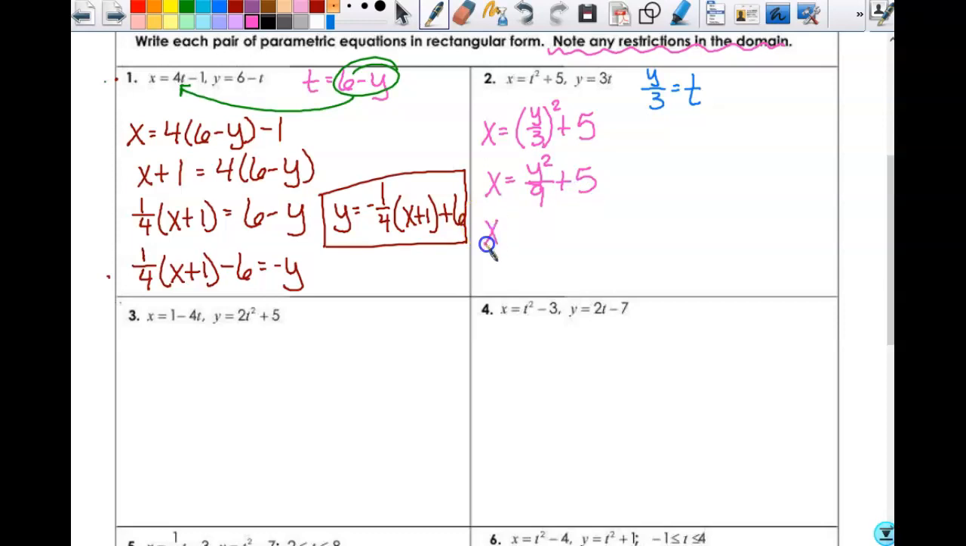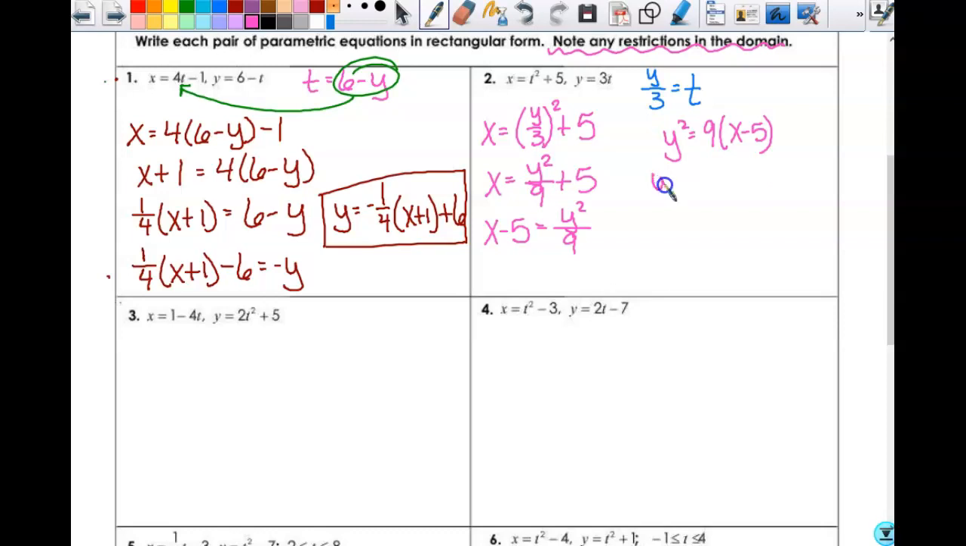Subtract 5 from both sides. That's equal to y squared over 9. So then I'm going to multiply both sides by 9. Now I get y squared equals 9 times x minus 5. Again, not distributing. I have y squared though, and I want y, so I'm going to take the square root of both sides.